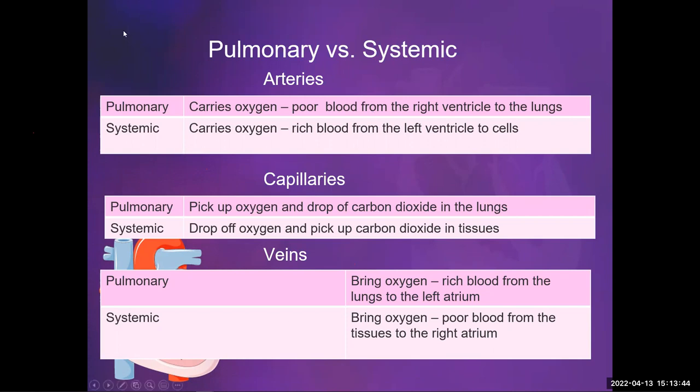Very good. The capillaries, right? They pick up oxygen and drop off CO2 in the lungs. And what is unique about the capillaries is that they are one cell thick. They're very, very thin. So things could pass through and around them. That's why you have capillaries at the level of the lungs, so that gases could diffuse into the capillaries. And that's why you have exchange. Oxygen could diffuse in, carbon dioxide could diffuse out.